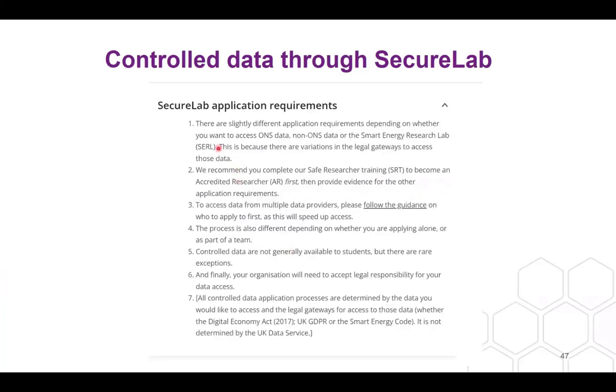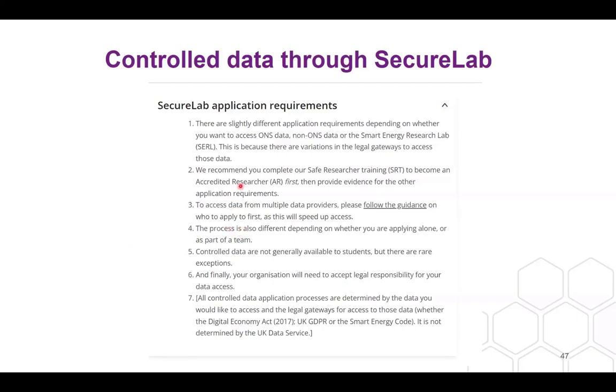Some requirements: there are slightly different applications. For control data, you might see that the application differs if it is data provided by the ONS, if the data are provided by anybody else except the ONS, or by the Smart Energy Research Lab. The reason is that the application is determined by the data you would like to access and the actual legal gateway to access this data. For ONS data, we need to comply with the Digital Economy Act. For non-ONS, we need to comply with the UK GDPR, and the Smart Energy Code for Smart Energy Lab. So the application procedure is slightly different, though not much different.